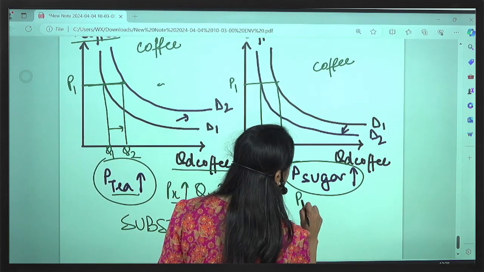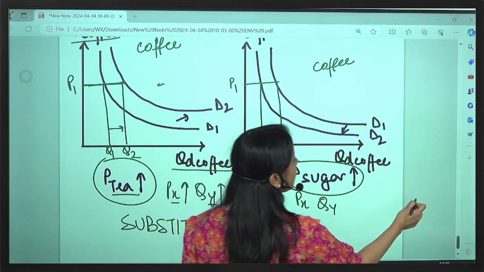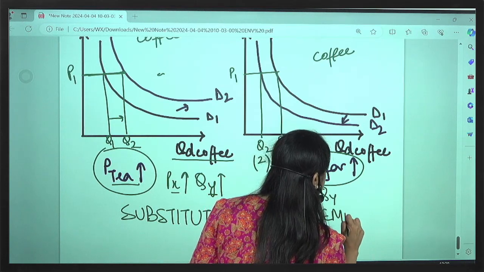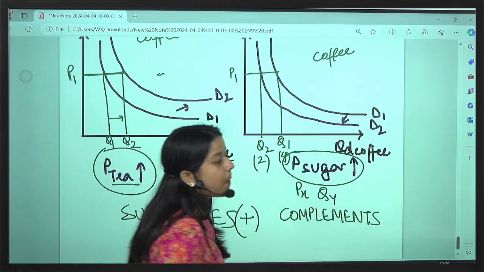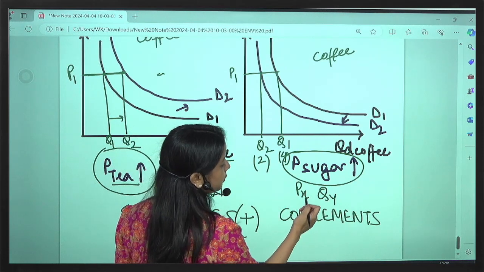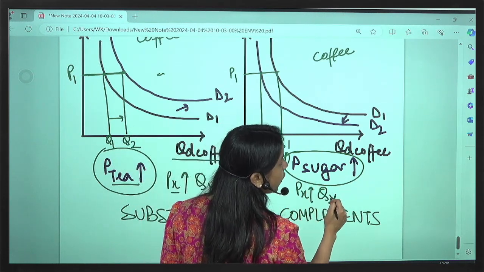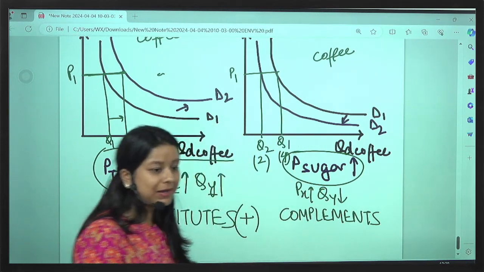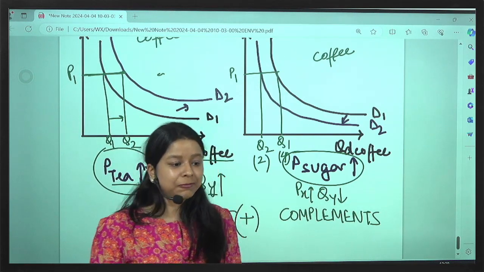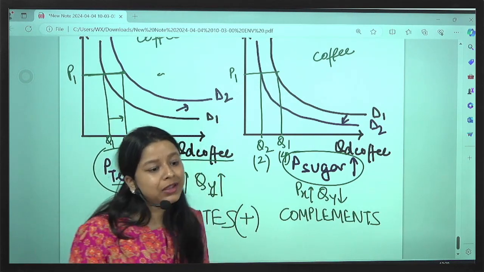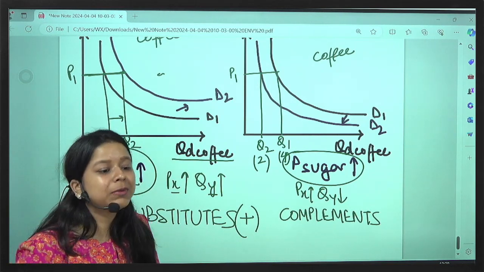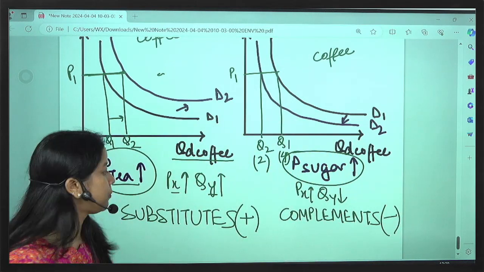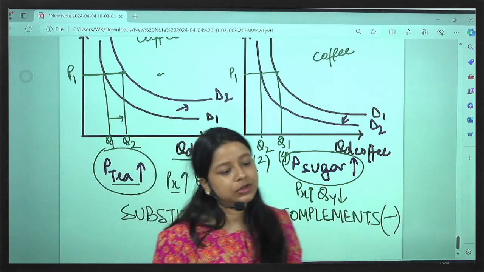Again, if I say Px, Qy, X and Y are complementary goods, are complements. So now if the price of butter goes up, quantity of bread will go down. If butter is becoming expensive, I used to have bread and butter nicely. Now I'm not having bread. Maybe I was having 4 breads, I'm now having only 1 bread. So there is a negative relationship. Always remember positive, negative relationship.